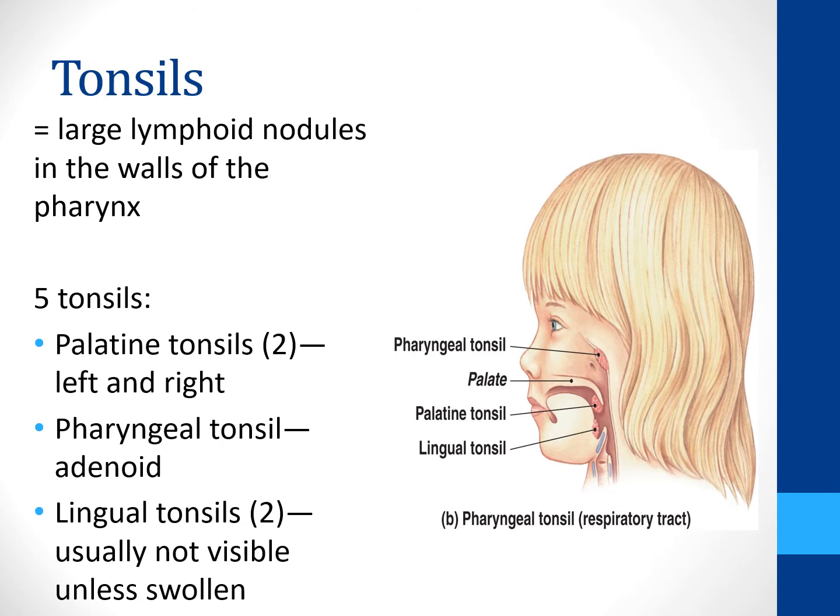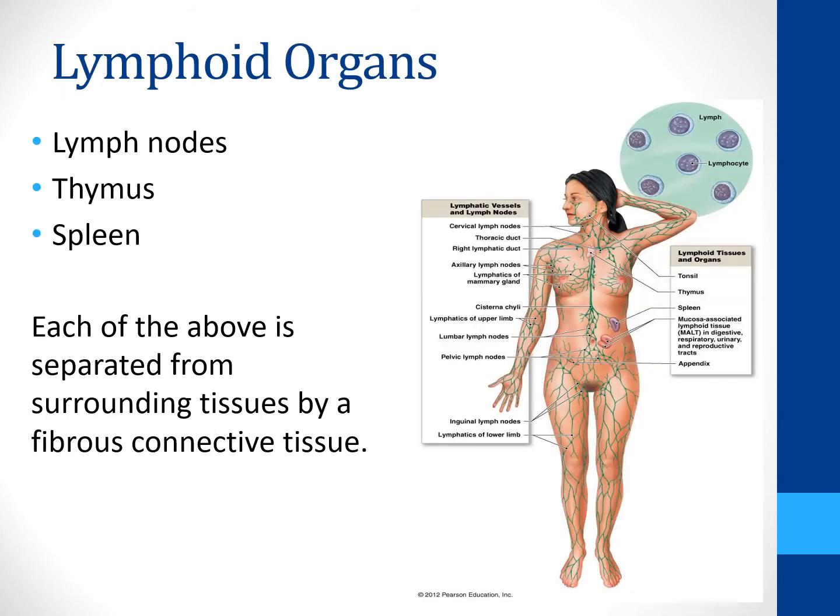but typically they're small. When you get a swollen lymph node, it means that lymph node is working to clear an infection from the body. The tonsils are largest at puberty, and then they begin to sort of atrophy and decrease in size as you get older.